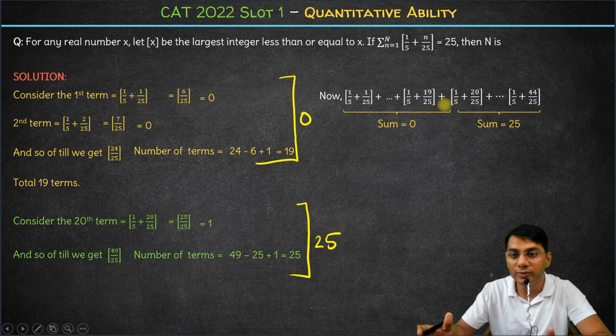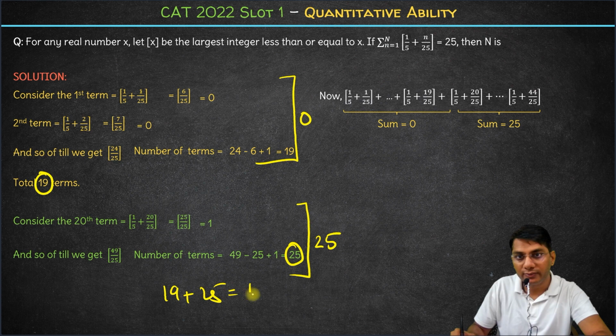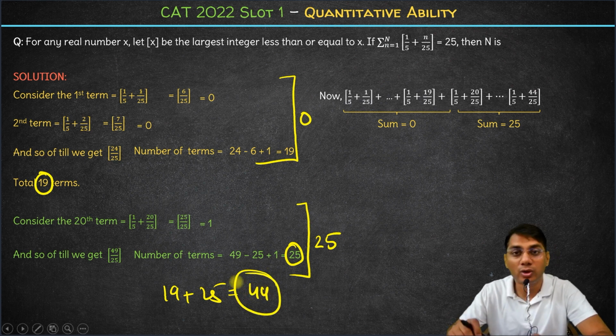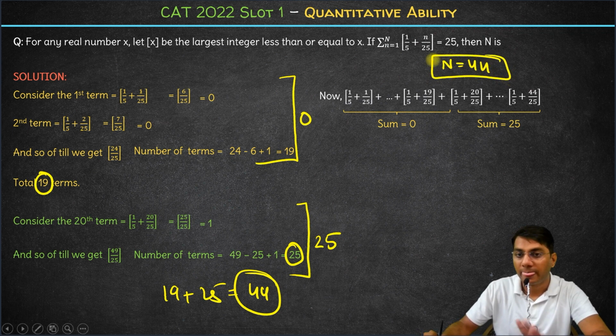So in total, how many terms do we have? You have a total of 49 terms from 1 by 25 till, not 25 terms. How many terms do we have? You have 19 plus 25. So 19 plus 25 is 44. So we have a total of 44 terms. Right? So a total of 44 terms are required. The largest value of n that is possible is 44. So n here is equal to 44, not 49.